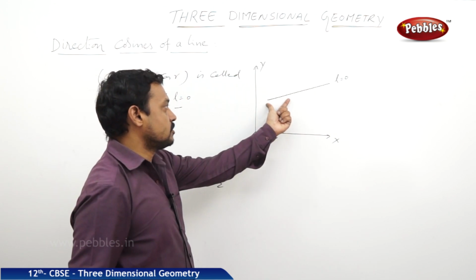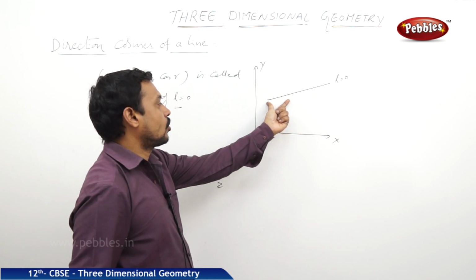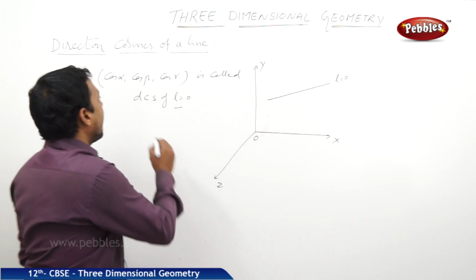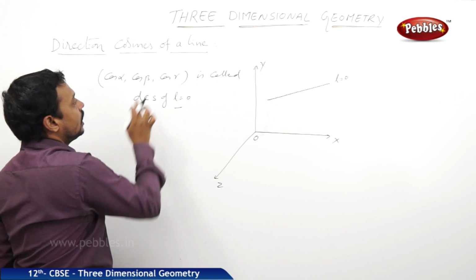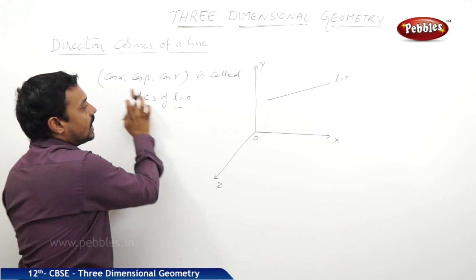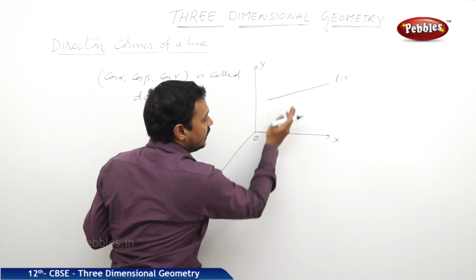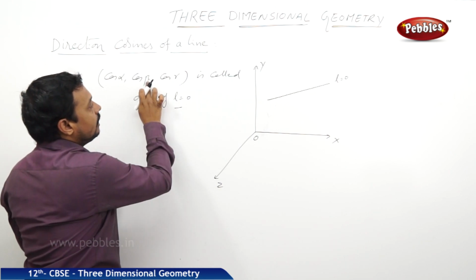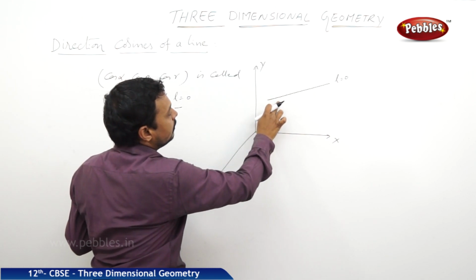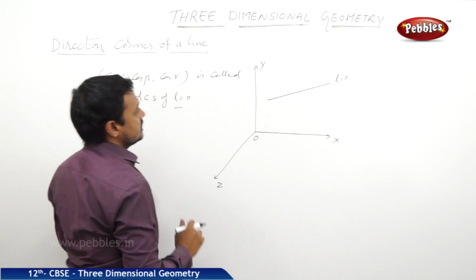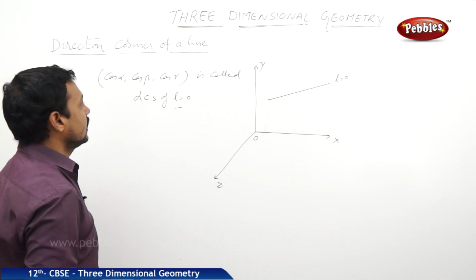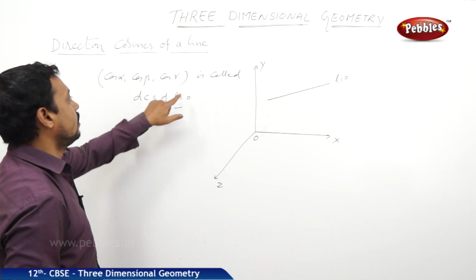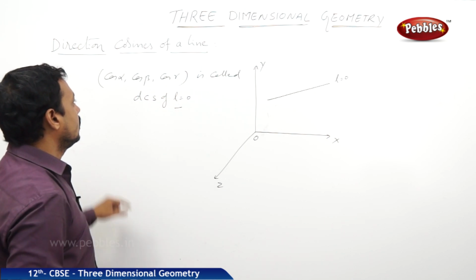So, direction cosines means the cosines of the angles alpha, beta, gamma. What are alpha, beta, gamma? Alpha is the angle made by the line with the x-axis and beta is the angle the same line makes with the y-axis and gamma is the angle made by the line with the z-axis. Then cos alpha, cos beta, cos gamma are called direction cosines.